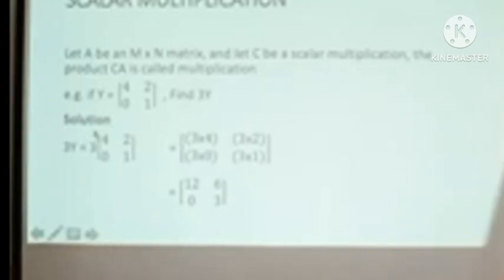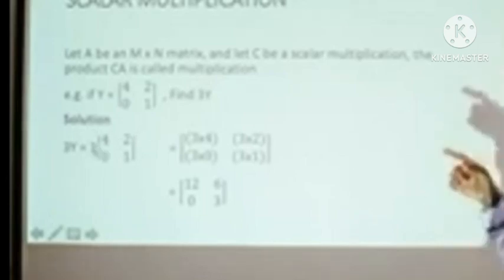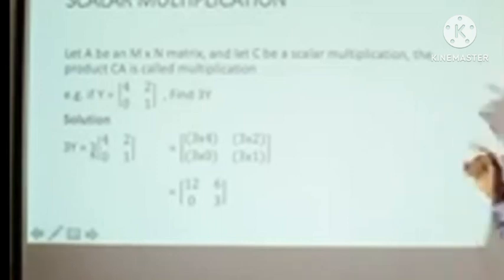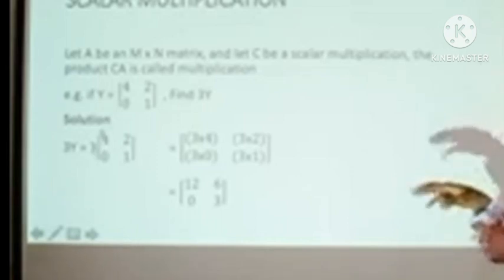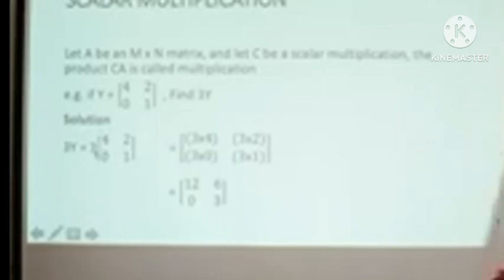So in this regard, all you need to do is to multiply 3, which is the scalar, times the given matrix, which is y. 3, the scalar, will multiply each and every element within matrix y. That is 3 times 4, next 3 times 2, then 3 times 0, and 3 times 1. Now 3 times 4 will give you 12. 3 times 2 will give you 6. 3 times 0 is 0. Then 3 times 1 is 3.